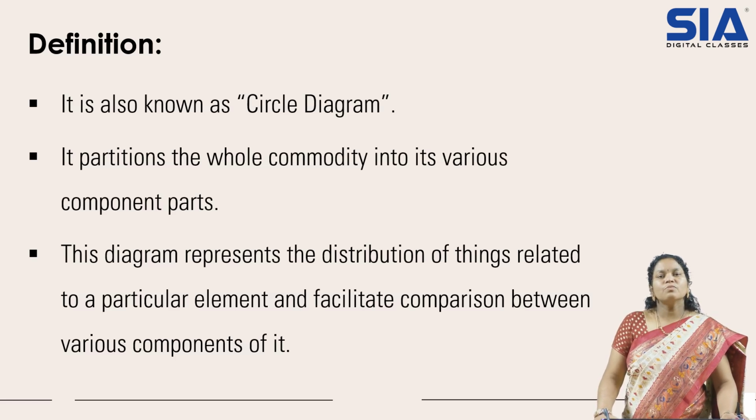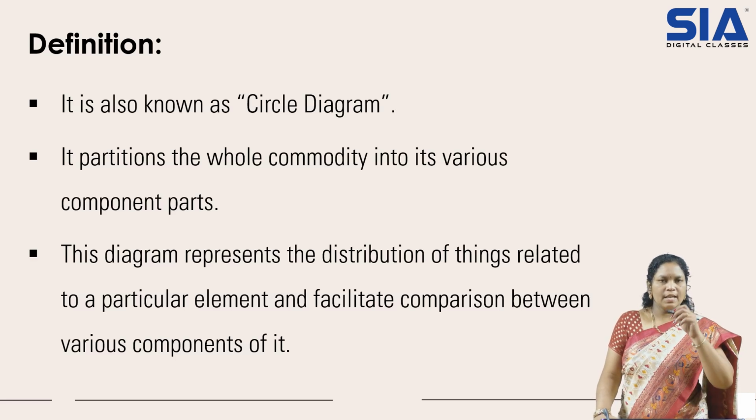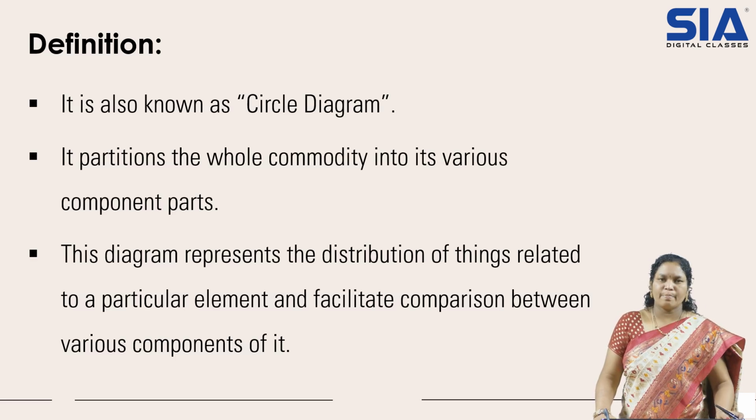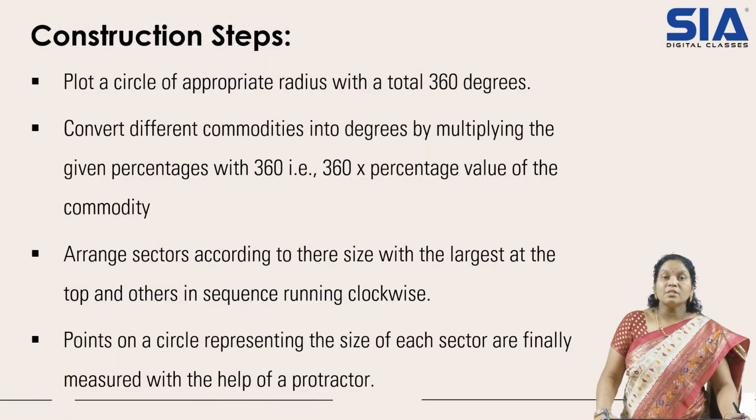Whatever data we have, all those commodities, we make them components in the circle and divide them into separate sectors. Like a pizza, how it is divided, that is how our pie diagram will appear. Let us check it out through an example. The construction steps are also here; you can check how it will go on.